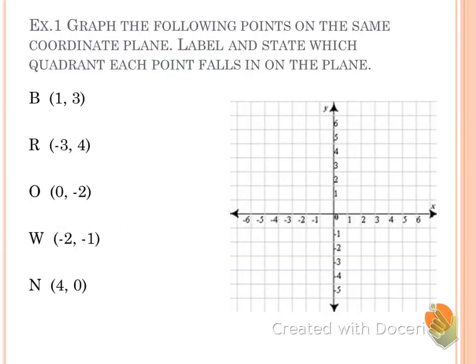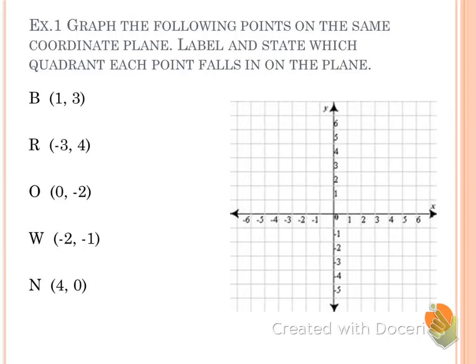All right, on our first set of examples, we are going to graph the following points on the same coordinate plane. Label and state which quadrant each point falls in on the plane. So let's first work on graphing a point, and then we'll talk about which quadrant it's in.